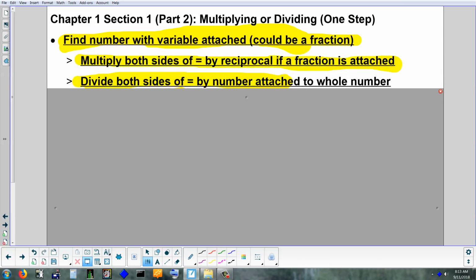I'm just going to go down. You guys can write it all at once. This is going to help you decide what operation you're going to use. You'll multiply both sides of the equal sign by the reciprocal if there's a fraction attached to the variable. Those little dashes below the first bullet, you want to write, again, if it's a fraction attached, you'll multiply both sides of the equal sign by the reciprocal only if there's a fraction attached. You with me, Jake? You know what I'm talking about?